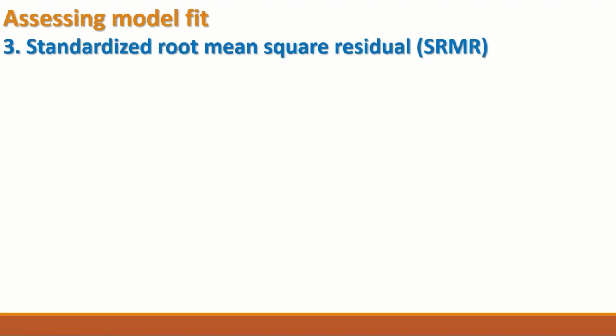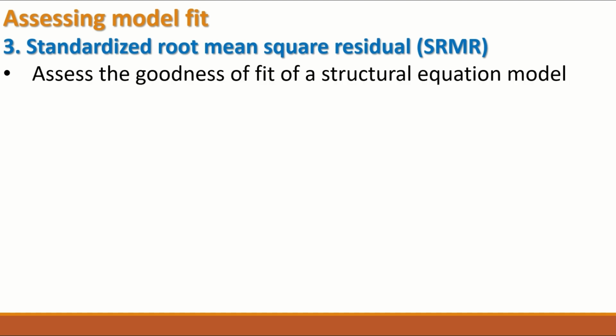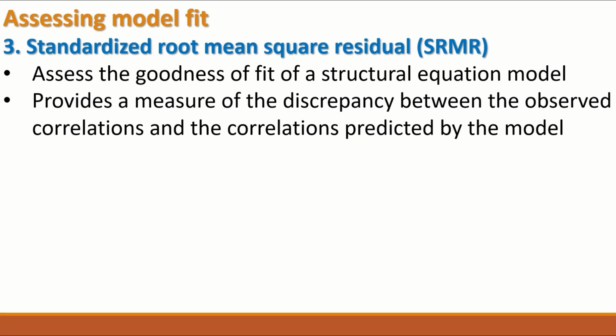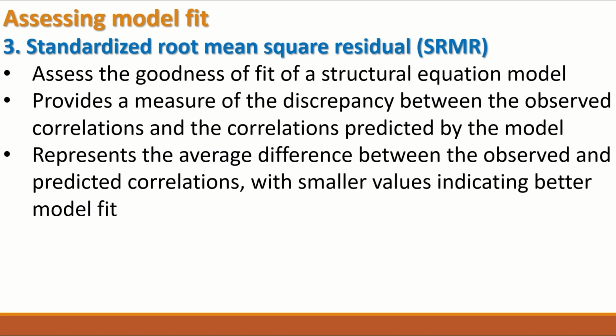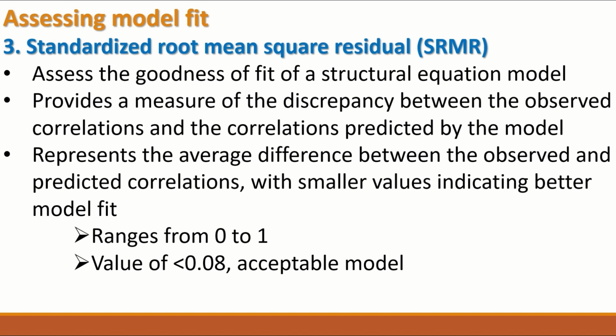The next index is the standardized root mean square residual, SRMR. The index will assess the goodness of fit of the structural equation model. It will provide the measure of discrepancy between observed correlation and correlation predicted by the model. So the value represents the average difference between the observed and predicted correlation, with smaller values indicating better model fit. The value for it ranges from 0 to 1. Any value less than 0.08 is an acceptable model.